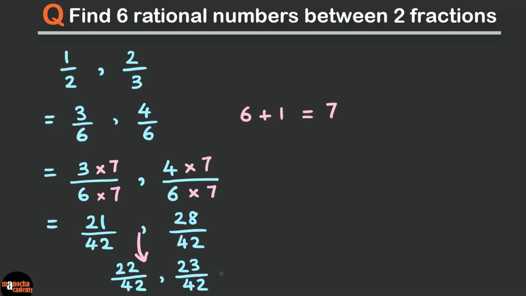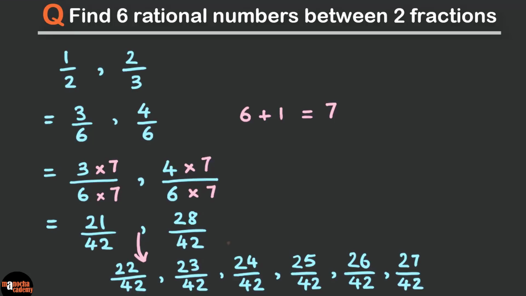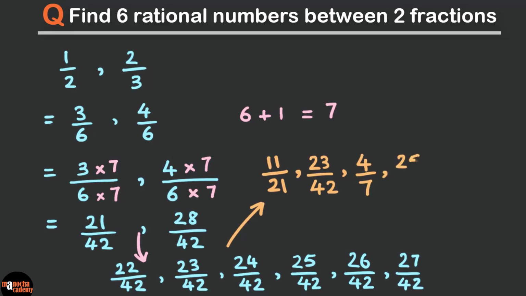So here are the 6 rational numbers that we can insert between these two fractions. And on simplifying, the 6 rational numbers, and that's our answer.